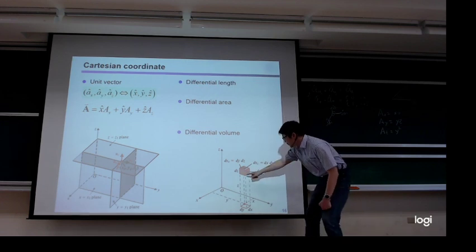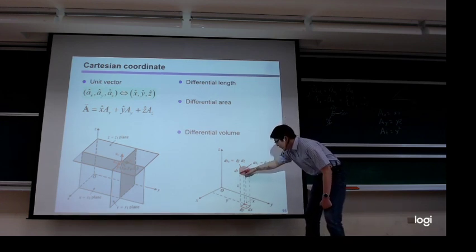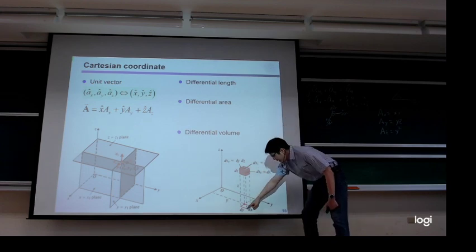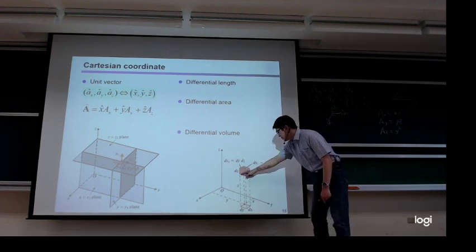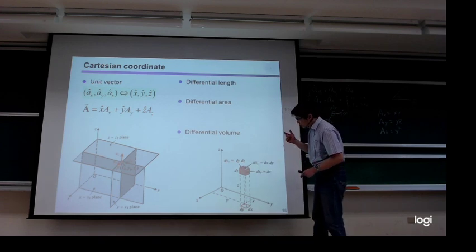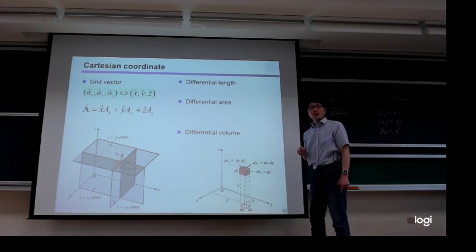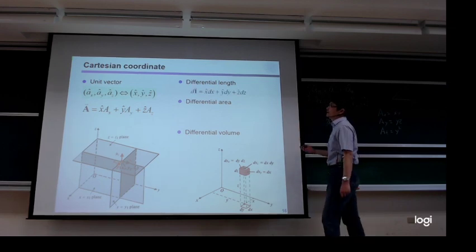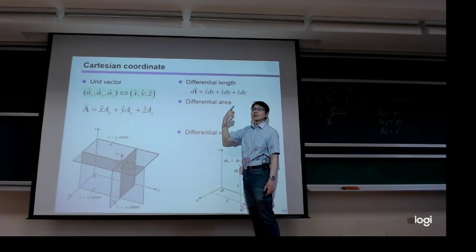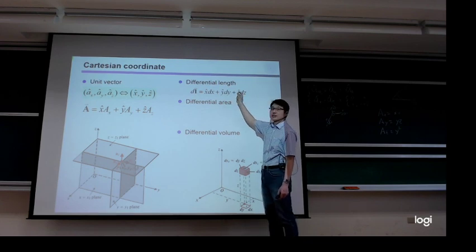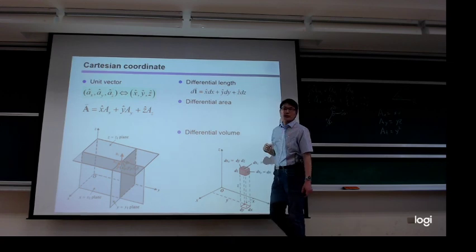We should travel in the x direction, right? By a distance of dx, right? So we travel to here, and dz, and then dy, right? So on this cube, if you want to travel across to the diagonal point, we have to travel by a distance of dx in the x direction plus dy, this is a distance in the y direction, and dz in the z direction.